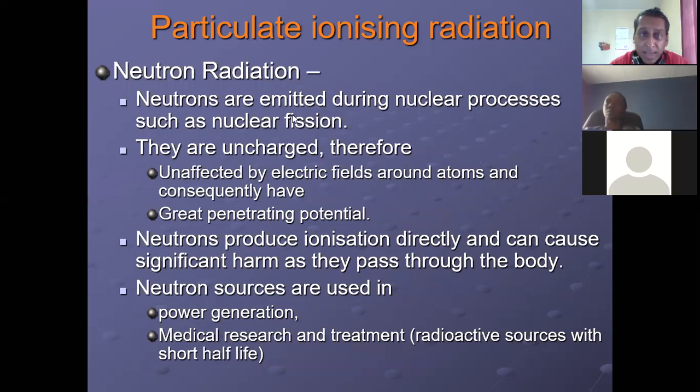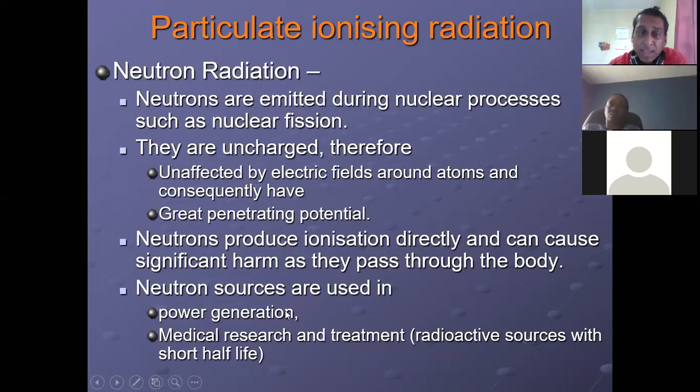You have two types of neutron radiation. You have fission and fusion. They are uncharged, therefore they are unaffected by electric fields around the atom and consequently have greater penetrating potential. But again, you should know the sequence: you had alpha, beta, gamma, X-rays, with neutron being the worst one anyway. Neutrons produce ionization directly and can cause significant harm as they pass through the body.